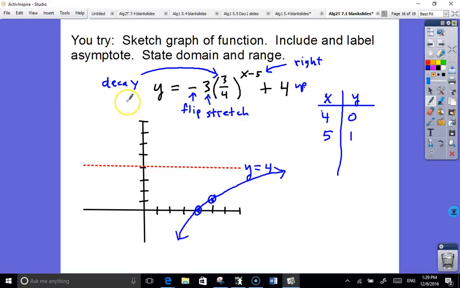Okay, we would have expected, if it wasn't flipped, it would have had this kind of a shape, right? But because it's flipped, now it's doing this. You know, I used the calculator to come up with these two values, 4, 0 and 5, 1, and then sketch this in so it looks like it's approaching the asymptote. Okay, what is the new range? Y is less than 4. Okay, one more and we're done.